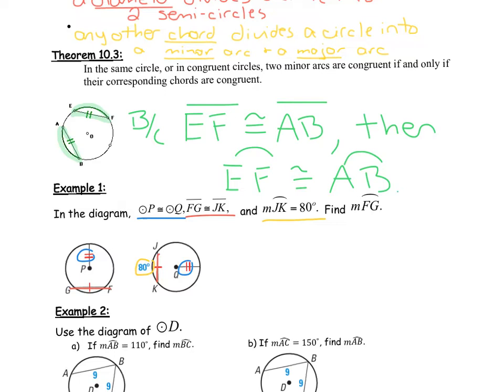Because we know that segment FG is congruent to segment JK, we know that arc FG must also be congruent to arc JK. Because the measure of arc JK is 80 degrees, the measure of arc FG will also need to be 80 degrees. And again, that is because the chords are congruent.